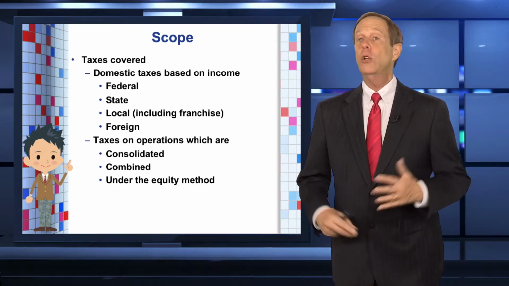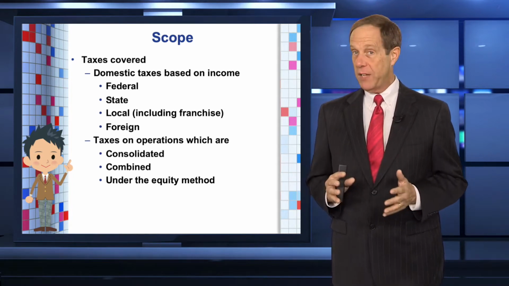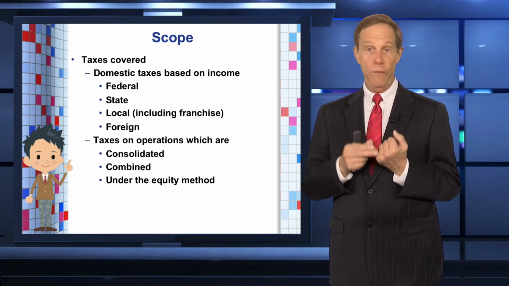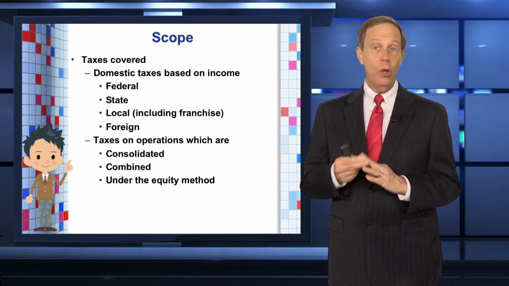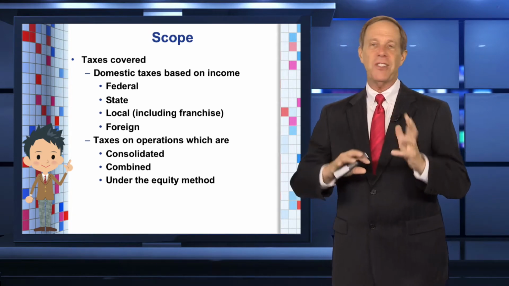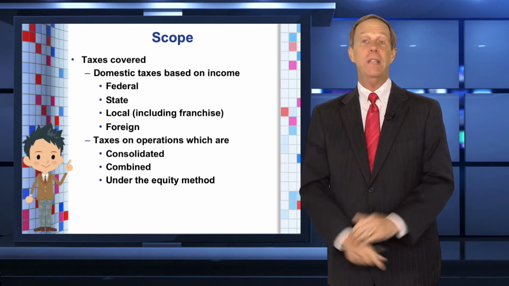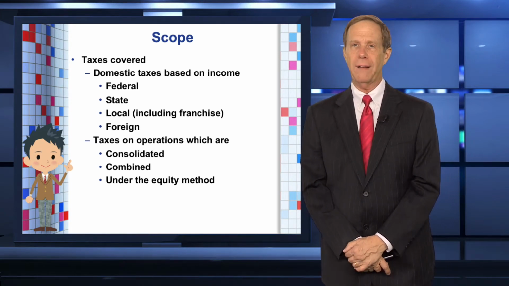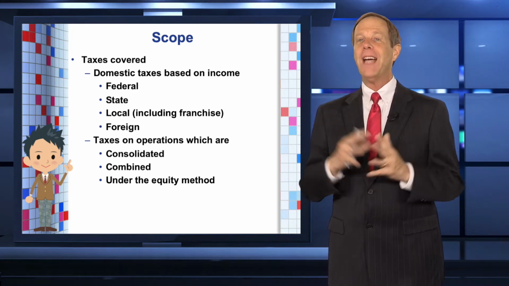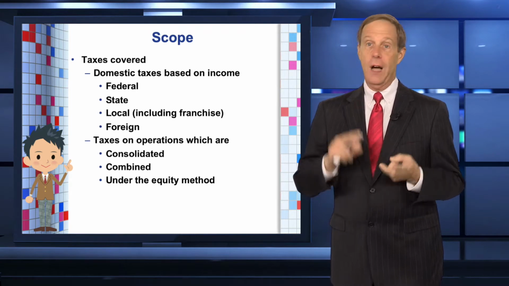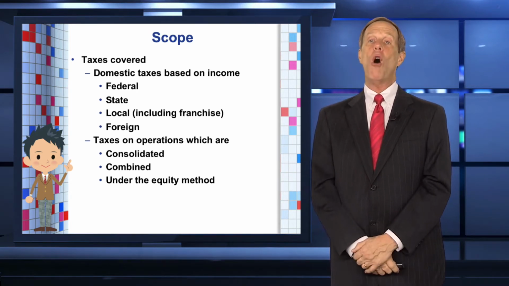Before we get into the steps, let's look at some basic concepts, beginning with, of course, the scope. Who has to deal with the accounting for income taxes? Well, all entities subject to income taxes. So what taxes are included? Certainly domestic taxes based on income. This would include federal income tax, state income tax, local, including franchise. A lot of times, some of these places like to give it a different name, when in fact it's still because you're in business and making money, and even foreign. So that all goes in there. I don't know why I stuck that in domestic, but there it is. Taxes on operations which are consolidated, combined, and under the equity method are also in there.